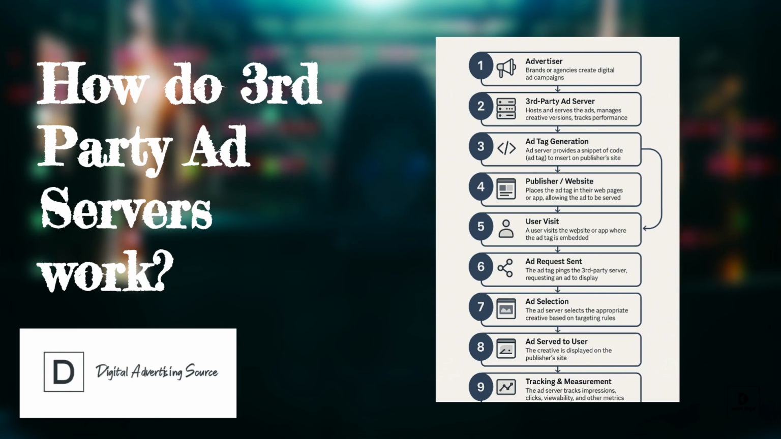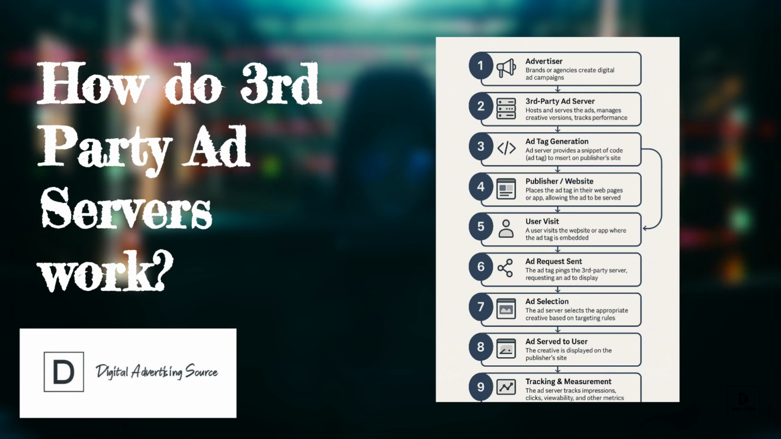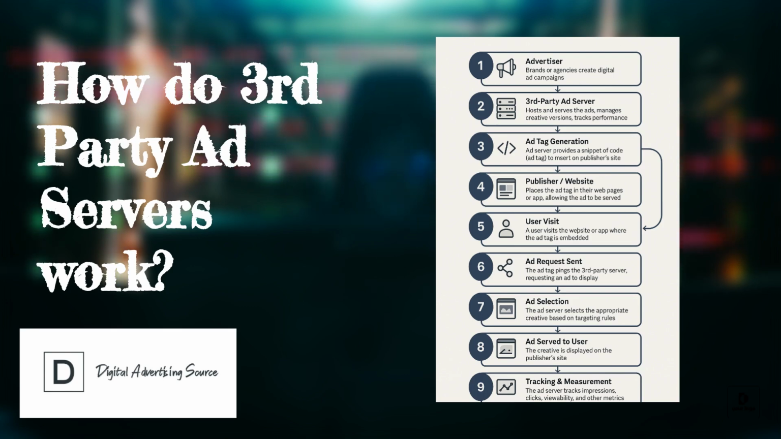After the creative has been uploaded to the third-party ad server, an ad tag is generated by the ad server to provide a snippet of code, called a third-party ad tag, that is used to insert on a publisher's website or app. The advertiser then provides the third-party ad tag to the publisher or content provider, and the ad tag is placed onto their web pages or app, using the content provider's first-party ad server, allowing the ad to be served.